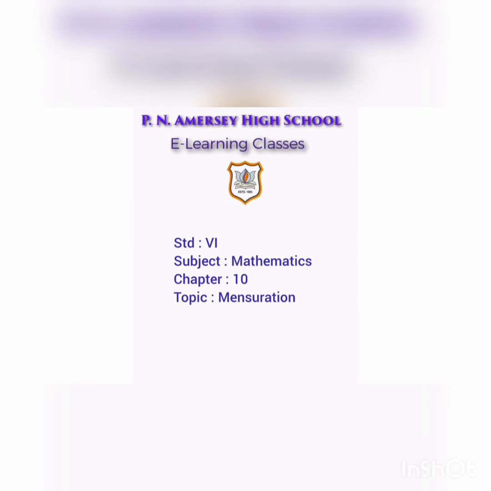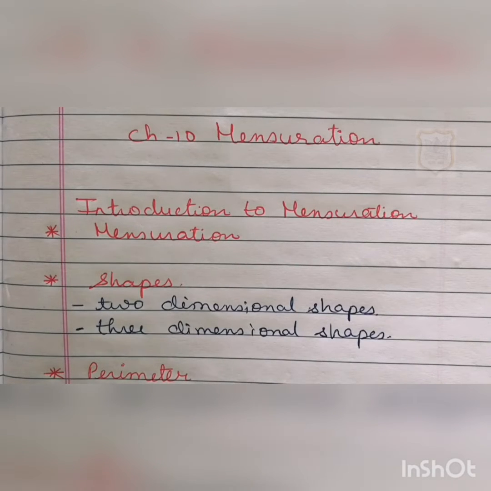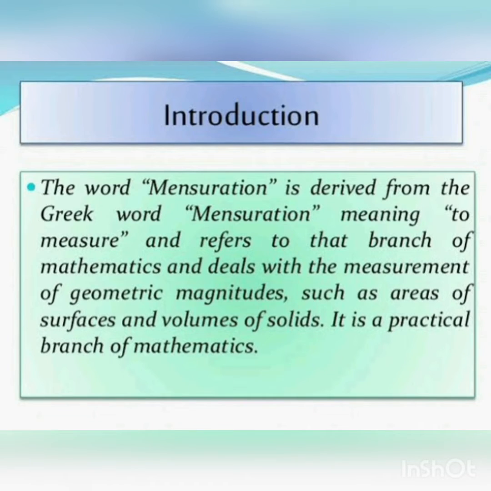Today we shall start a new chapter, lesson number 10, mensuration. Now what is this mensuration? The word mensuration is derived from the Greek word, meaning to measure, and refers to that branch of mathematics that deals with the measurement of geometric magnitude such as area of surface and volume of solids. It is a practical branch of mathematics.